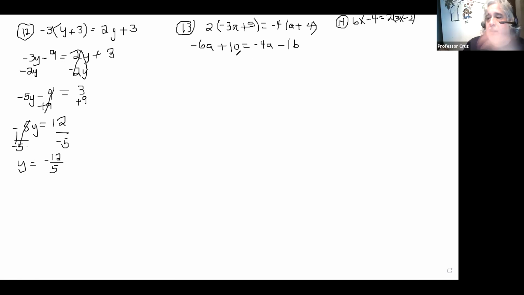All right, so again, we can add 6a or we can add 4a. It'll just be a matter of what side it goes on. Let's go ahead and put 4a, generally speaking. I like to put my variables on the left-hand side. Doesn't have to be. And then -10.